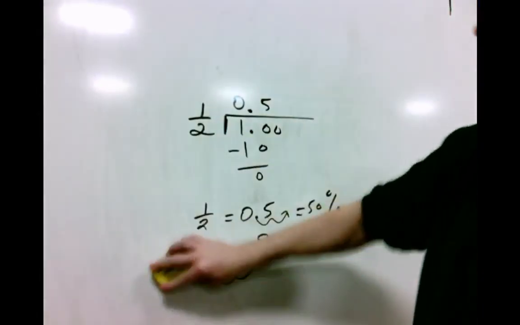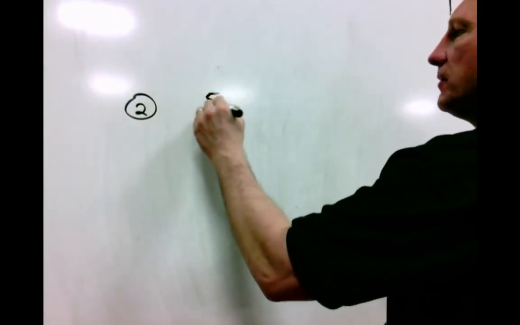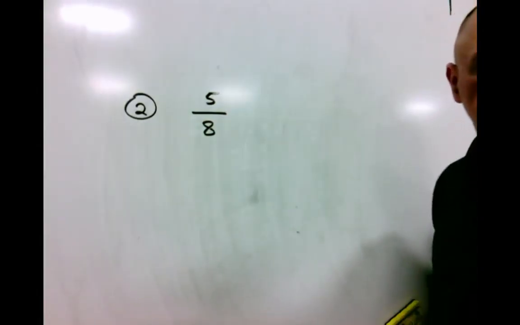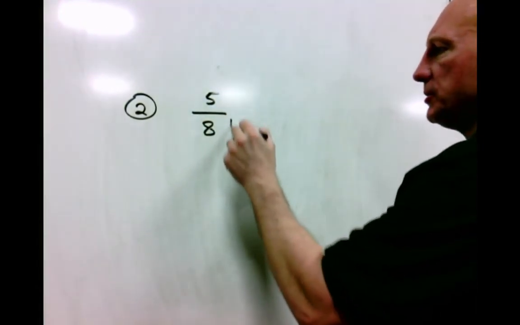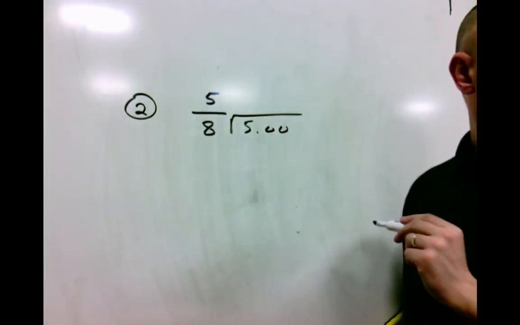Number 2. Let's actually skip that one. Let's do 5 over 8. 5 over 8. Okay, so from here, I do my long division. I put my 5 in, put some zeros.